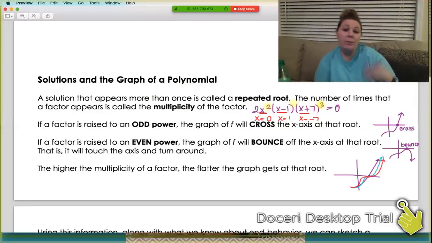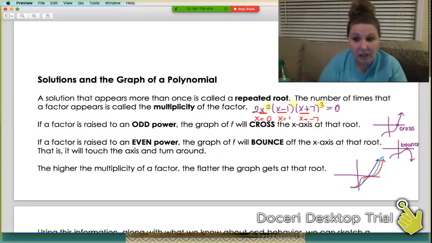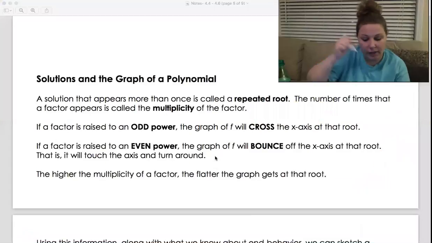So every time the multiplicity gets bigger, the graph basically starts to slow down before it gets to the x-axis, and then it goes slowly on the other side before it starts to speed back up. So that's just a side note so you can anticipate what the graphs are going to look like.